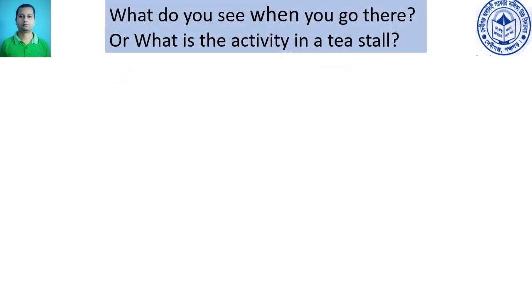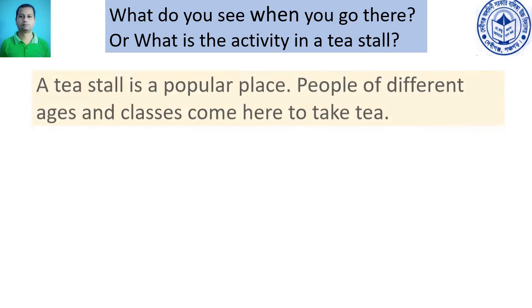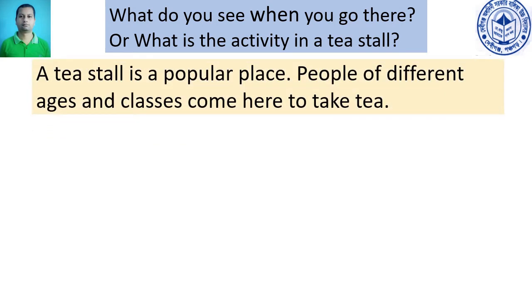Next comes, what do you see when you go there? Yes, this is a very common question for any paragraph. What is the activity? In any paragraph, you must describe the activity of that topic. So think about the activity of the tea stall. We can say it is a popular place. People of different ages and classes come here to take tea.